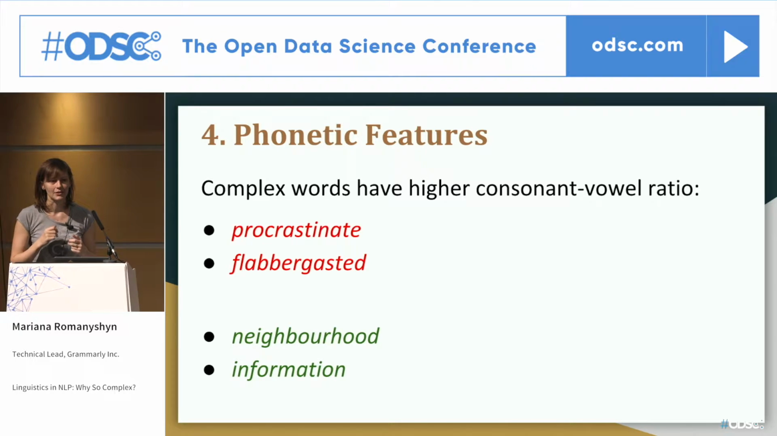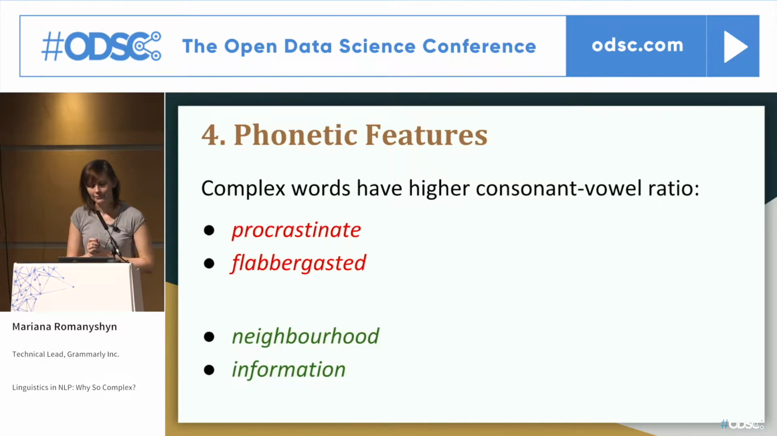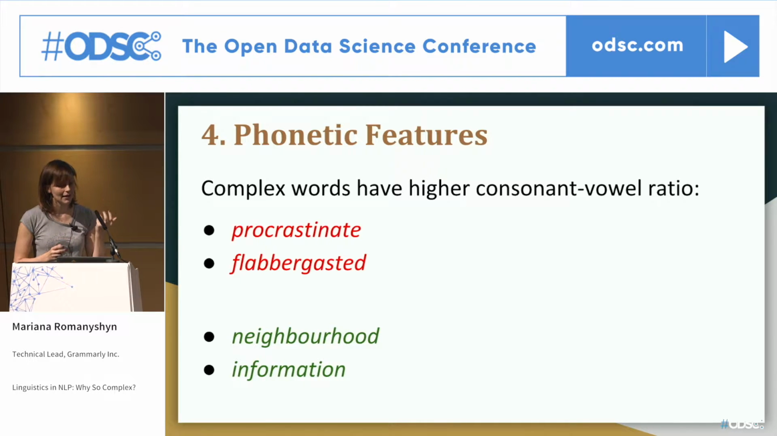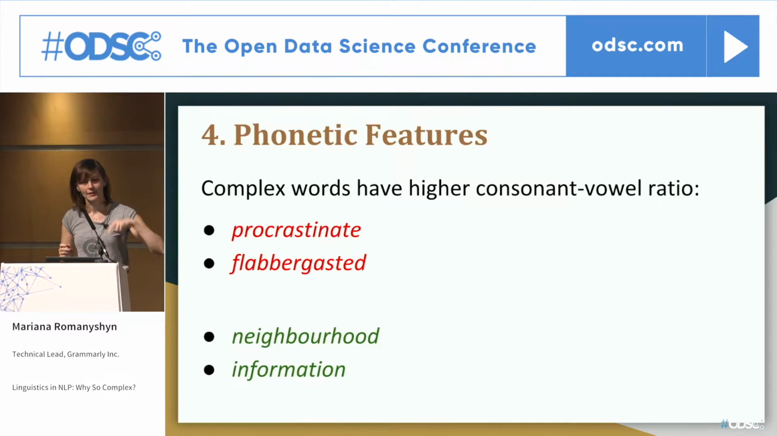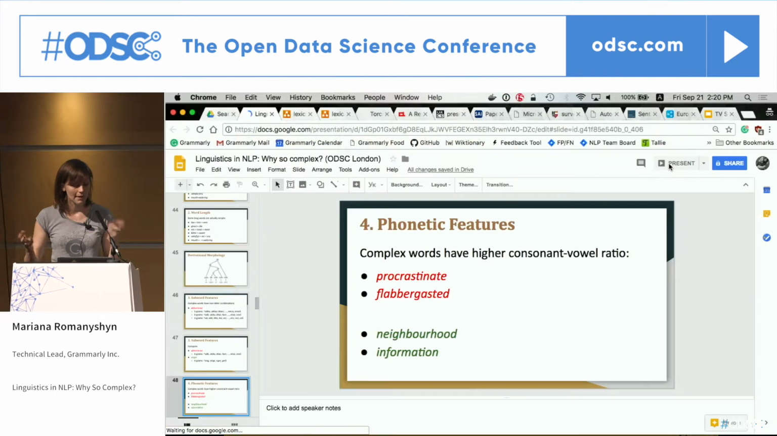If you look closely at complex words, it turns out that they have a higher consonant-vowel ratio, right? So here on the slide, you see 2 complex words, procrastinate and flabbergasted, and 2 simpler words, neighborhood and information.